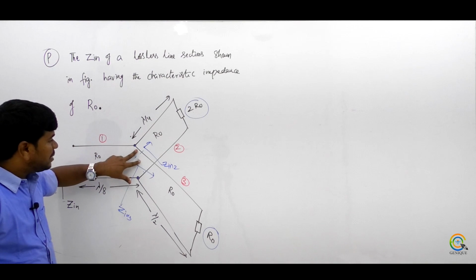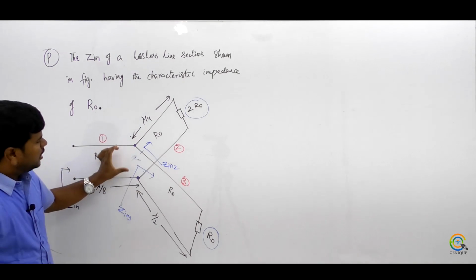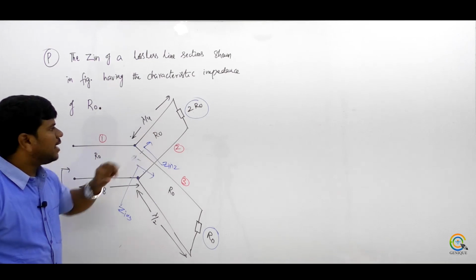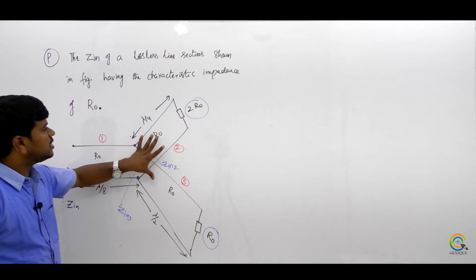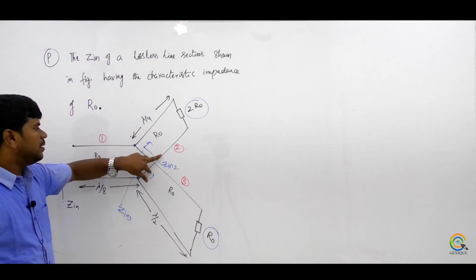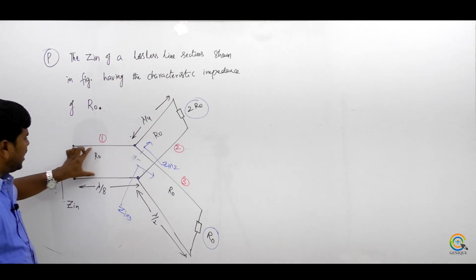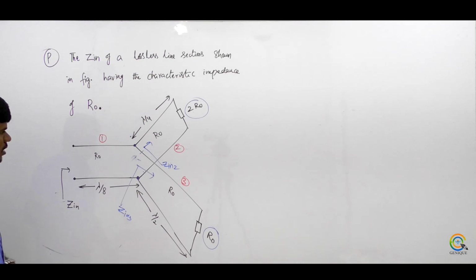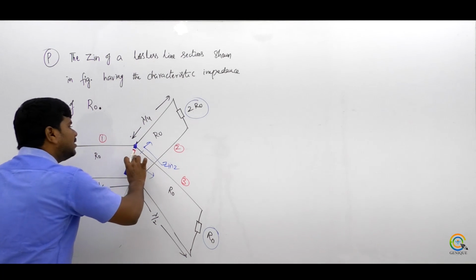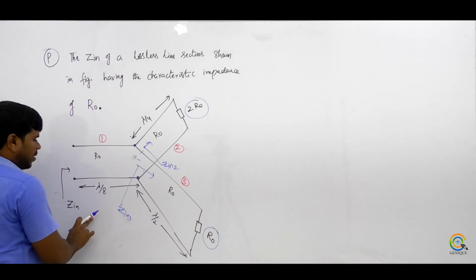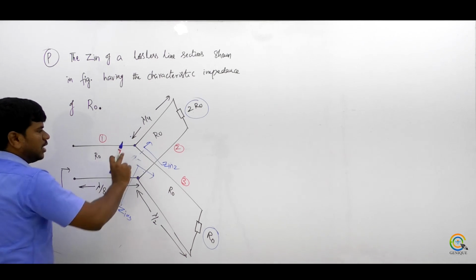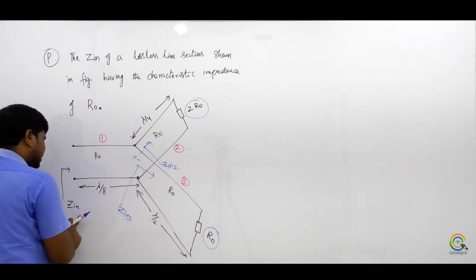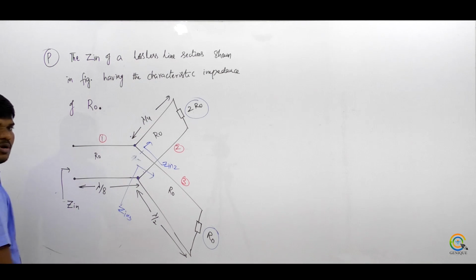Now the input impedance of this line and the input impedance of this line are in parallel, and the combination of these two input impedances will be acting as a load for this first line. That is the thing you have to notice. After that, it is a lambda by 8 line. So after calculating the ZL of this first line, you will calculate the Zin of this lambda by 8 line.